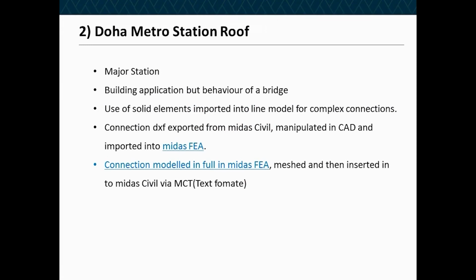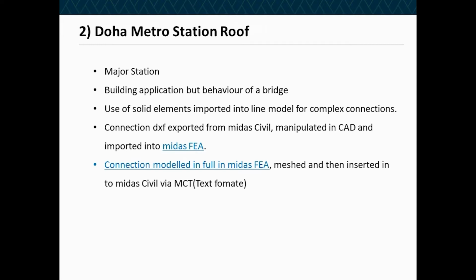Okay, so moving on to Doha Metro. Okay, it's not a bridge, granted, but it's a fairly complex steel frame structure that probably behaves a little bit more like a bridge than it does a building. Okay, we've actually used solid elements on this particular project, and there is a reason for that. The frame is very complicated, and in some locations we have to have full moment connections with maybe 5 or 6 members coming into one connection.